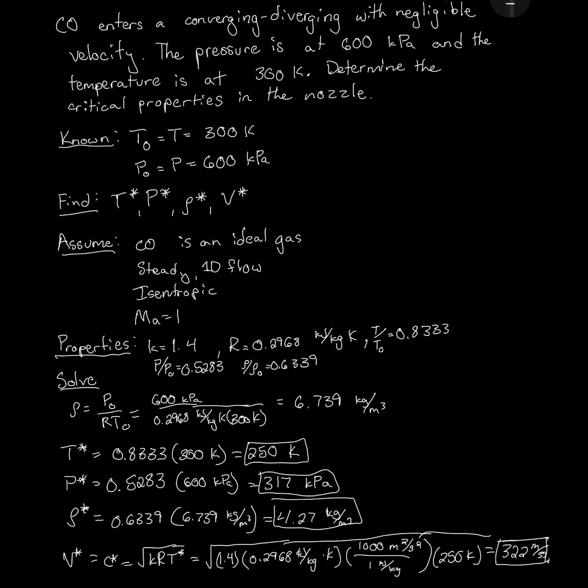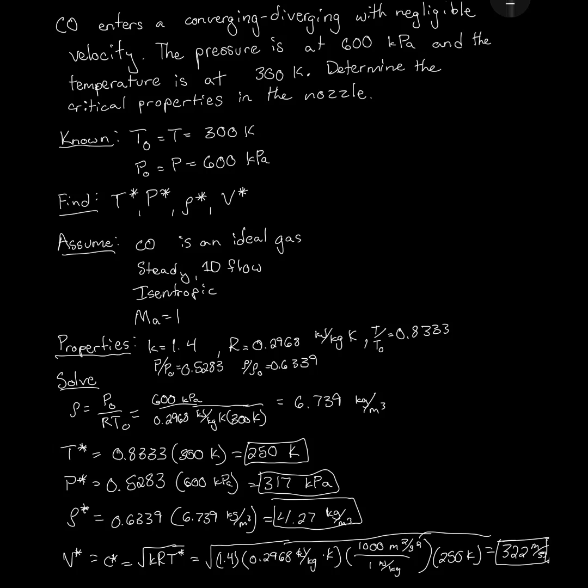The properties we get from the tables are k equals 1.4. The gas constant is equal to 0.2968 kilojoules per kilogram Kelvin. And the temperature ratio is 0.8333. The pressure ratio is 0.5283. The density ratio is 0.6339.